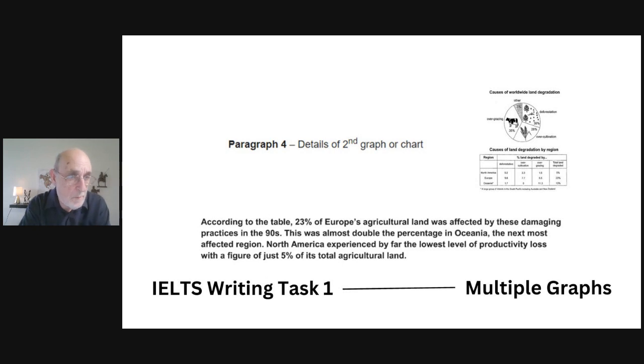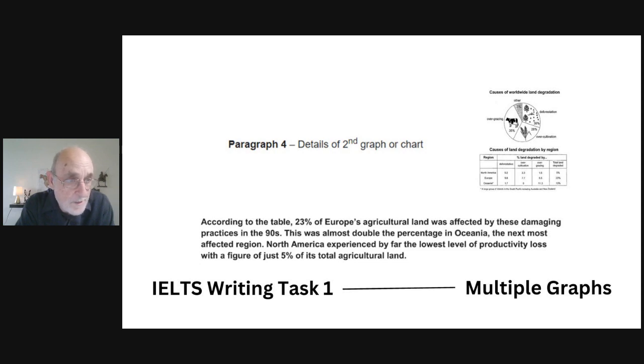And then paragraph number 4, I'm just going to write about what I see in the table chart. And I'm just mentioning the percentages, that 23% of Europe's agricultural land was affected. And I'm just comparing it to what happened in Oceania. It's double of what happened in Oceania. And then the next affected region, North America, experienced the lowest level at just 5%. So I've just taken those 3 regions and simply described the table chart. And it's as simple as that.